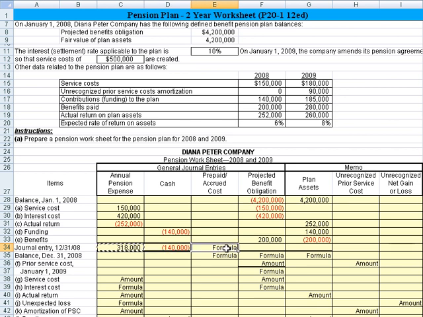So in this case, our debits are greater than our credits. So we know that that difference has to be equal to the 318 minus the 140,000. I've got to add those together, and that comes up to 178. But it's a shortfall, if you will, so I want to convert that into a negative number. Okay, so now we see the journal entry that we would need to make on the books of the Diana Peter Company.